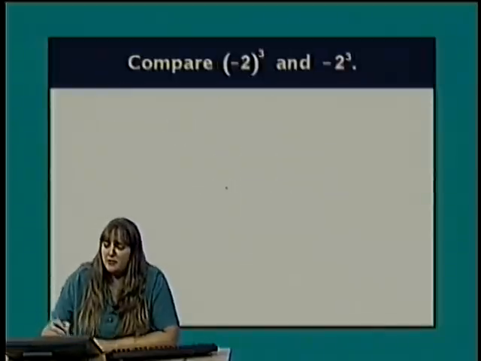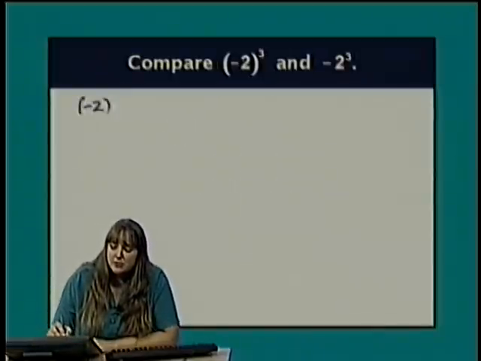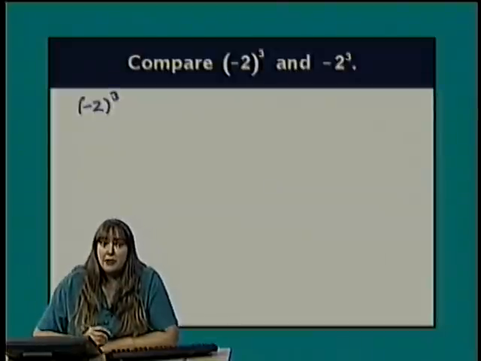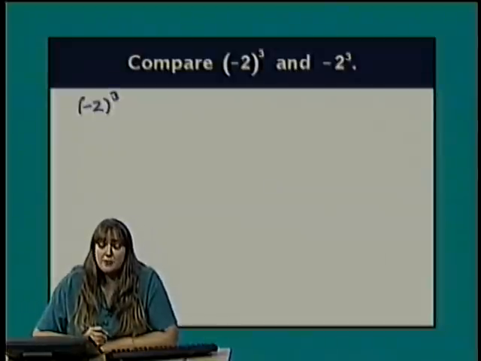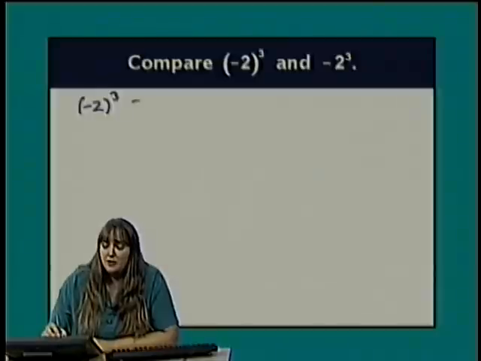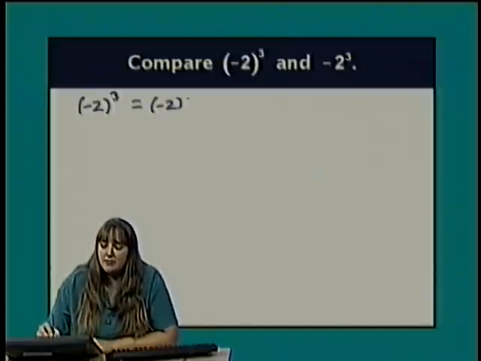Now let's compare -2 raised to the 3rd power, where -2 is in parentheses and the 3rd power is on the outside. So our base is -2. We need to multiply -2 by itself 3 times.